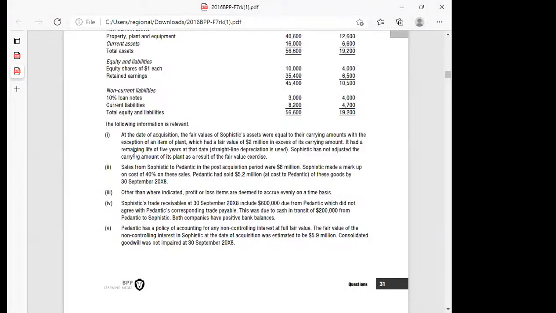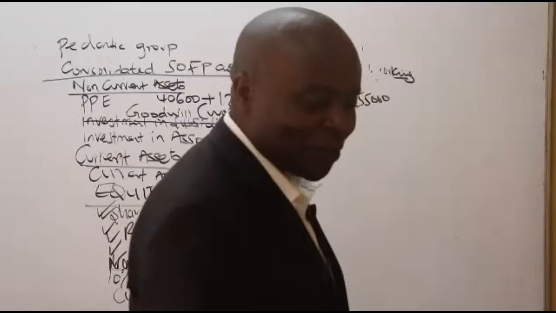So these additional notes, we have already done note number one. Look at note number two. Sales from Sophistic to Pedantic in the post-acquisition period were 8,000. Sophistic made a markup on cost of 40% on these sales. Ladies and gentlemen, listen to me very well.